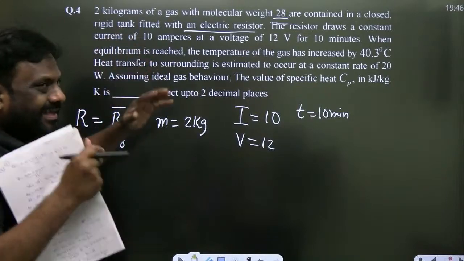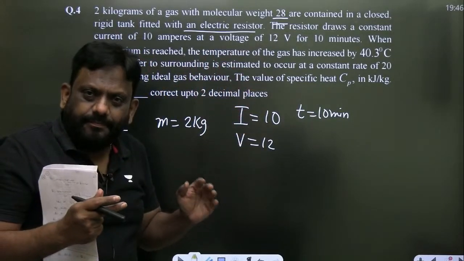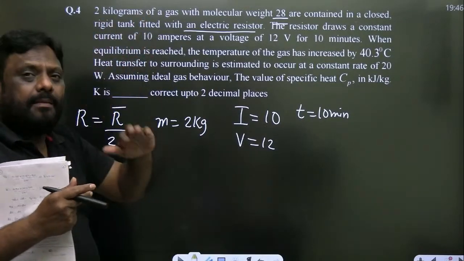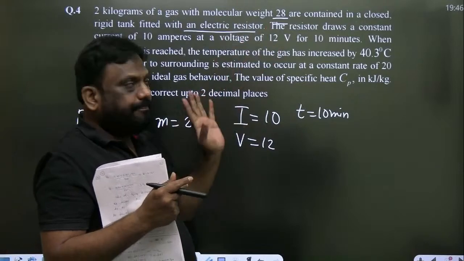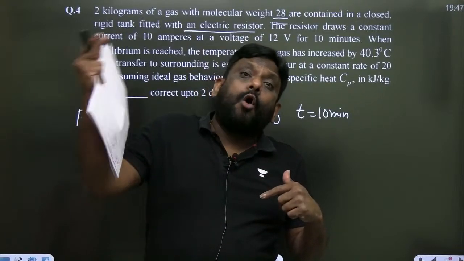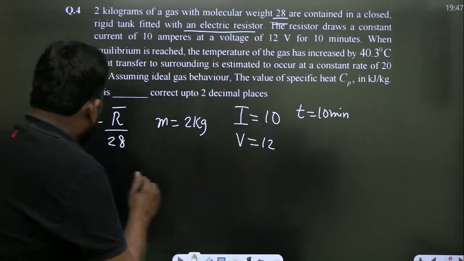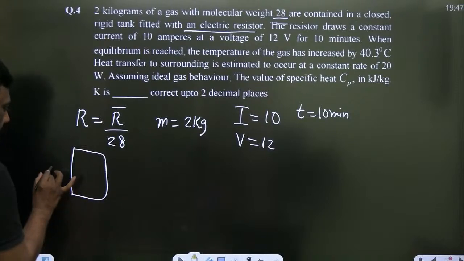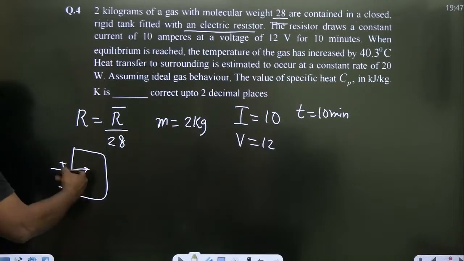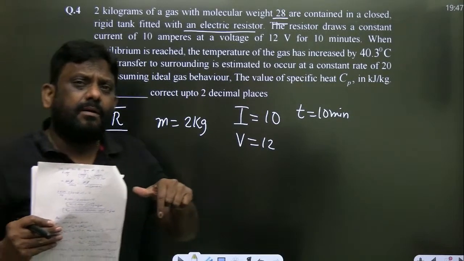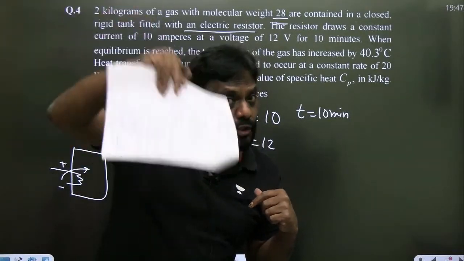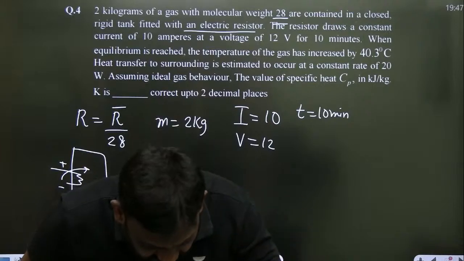Actually there is a closed container. In that closed container, there is a gas, 2 kg gas, and the molecular weight of that gas is 28. And we are supplying electric current to that. Can I say work is done on the system? Absolutely, sir. If this is the container and this is the electrical resistance, then electrical current gives electrical work. Can I say work is plus or minus? Electrical work is coming in, work is transferred to the system, it is done on the system.